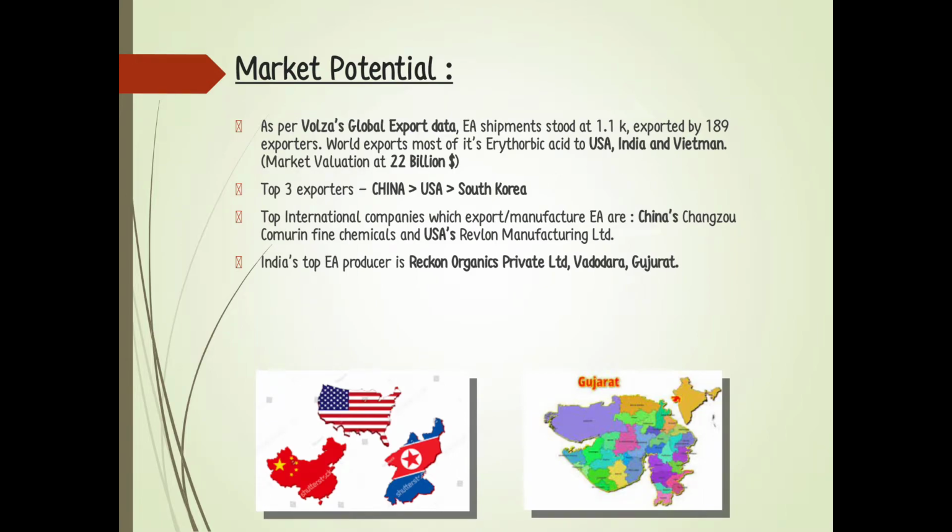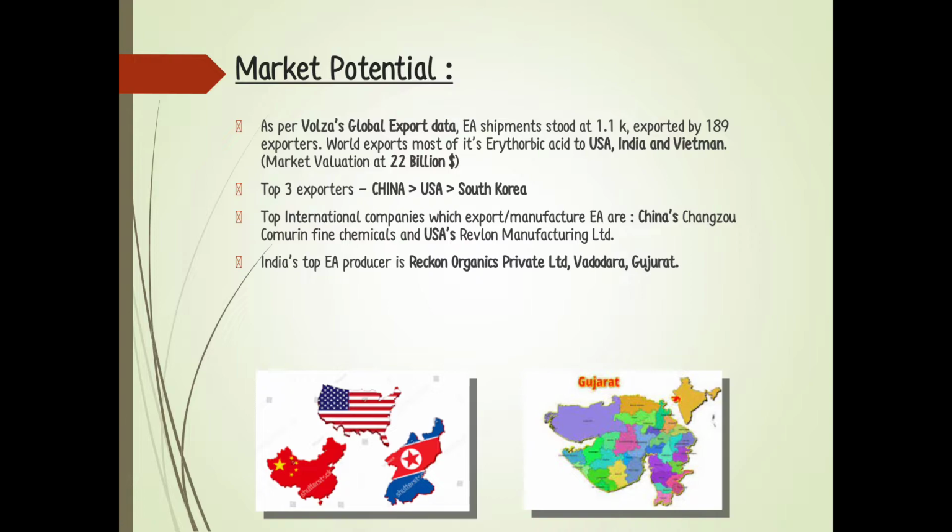And to go for the market potential, as per Volza's global export data, the erythorbic acid shipments stood at 1.1k. It's a huge number, right? Depending on its growth, and exported by 189 exporters. Now, the world exports most of its erythorbic acid to the USA, obviously India and Vietnam, because everybody knows that India is known as the pharmacy of the world. All right, so it is an important ingredient for all the pharmaceuticals produced in India. So obviously India is an important importer of erythorbic acid.